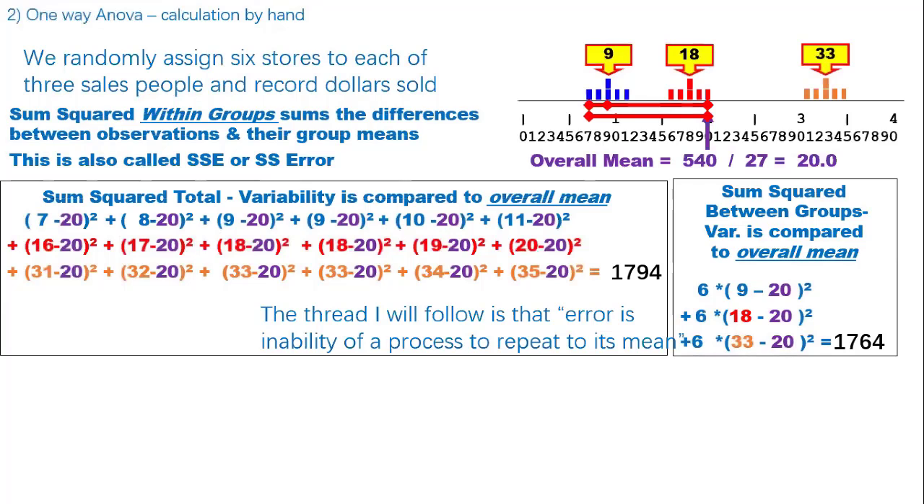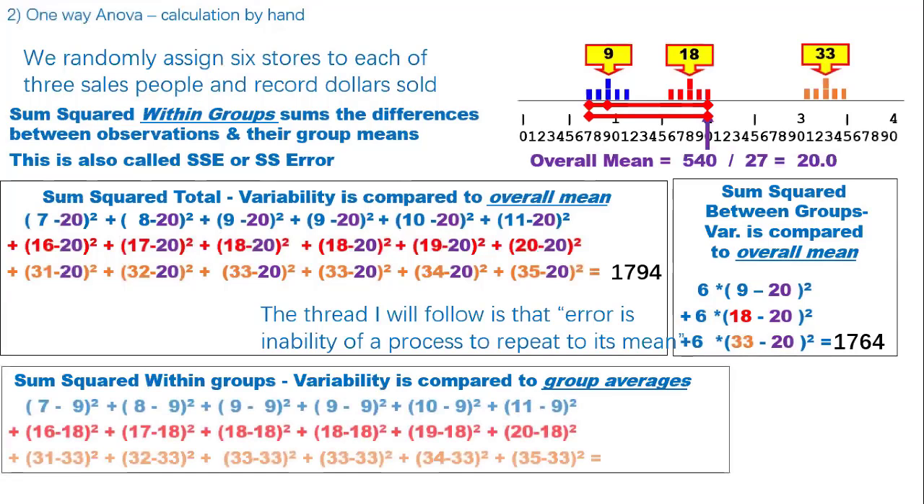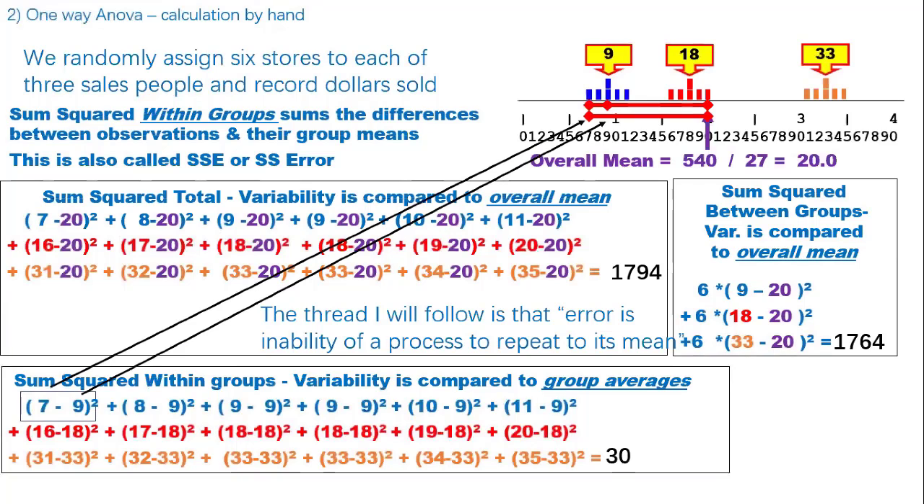Sum of squares within groups sums the difference between observations and their own group means. This is also called the sum of squares of error. Sum of squares within groups variability is compared to group averages. This is our formula, and the sum of them equals 30.